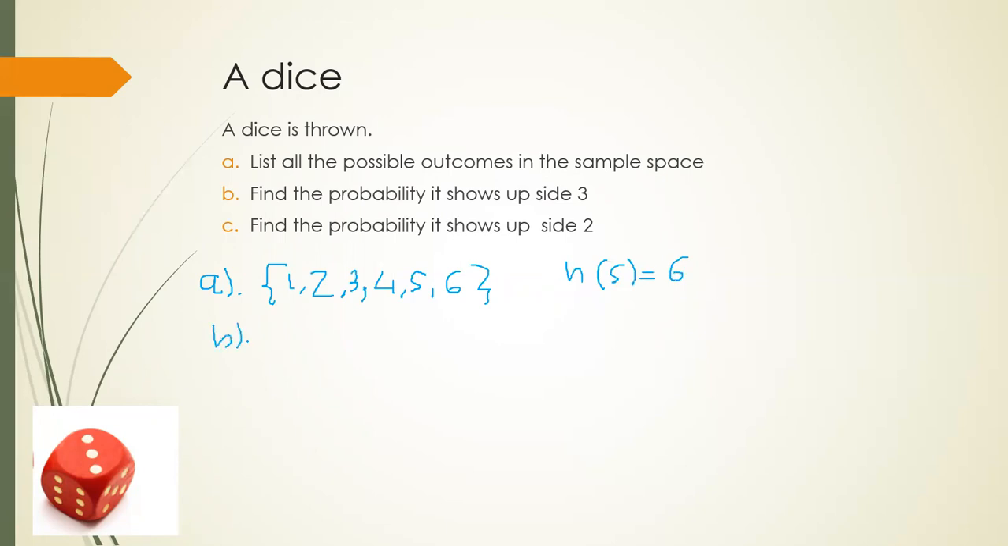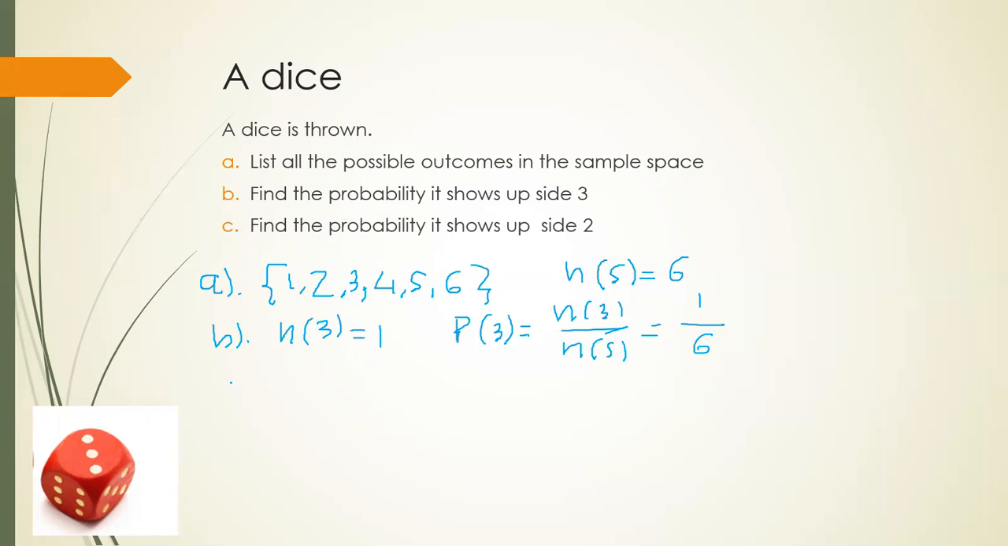Find the probability it shows up side three. This one. Side three, it means only one side is side three. So it means N(side 3) equals one, and the probability of side three equals N(3)/N(S) equals 1/6. So 1/6 is the solution for question B.